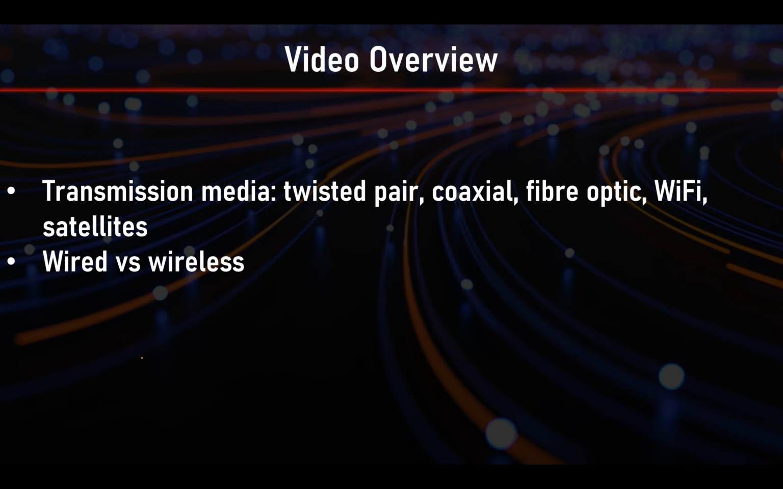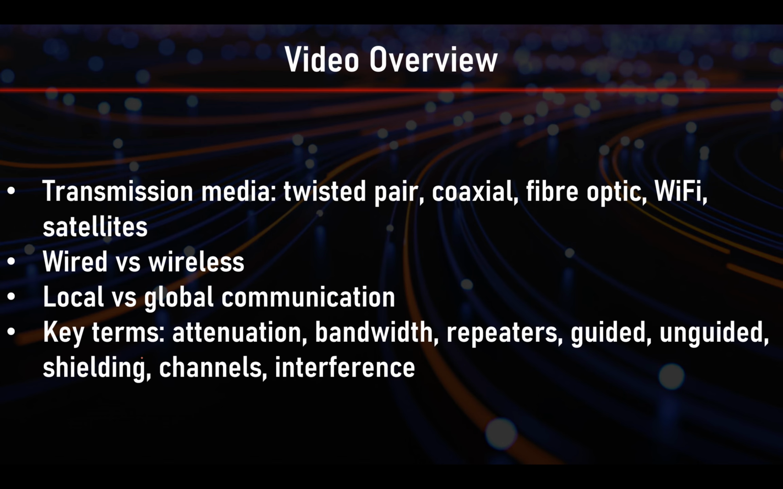As mentioned, we're going to look at the advantages and disadvantages of both wired and wireless, when we would use each. Then we're also going to look at which transmission medium can be used for local communication, whereas which is more suited for global communication. We're also going to look at some key terms. For example, attenuation, bandwidth, repeaters, guided and unguided, also shielding, channels, and interference. And that's probably non-exhaustive, there's probably more than that as well.